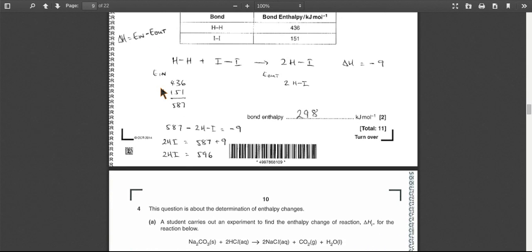And so we plug the numbers in. We've got 587 plus our two unknowns, and that equals -9. And we rearrange to get the two unknowns on their own. So it rearranges to this. And then we divide by 2 to get the bond enthalpy for one HI bond, and it comes out as 298. And remember, bond enthalpies always have positive signs. If you're getting a negative answer there, that's not right, because you've always got to put energy in to break bonds.